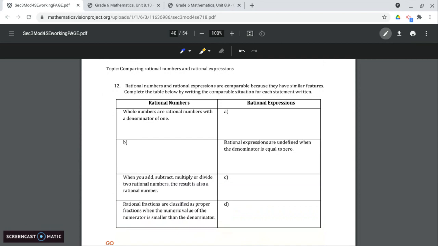All right, comparing rational numbers and rational expressions. Whole numbers are rational numbers with a denominator of 1. Rational expressions: polynomials are rational expressions with denominator 1. For B, rational expressions are undefined when the denominator is equal to 0.